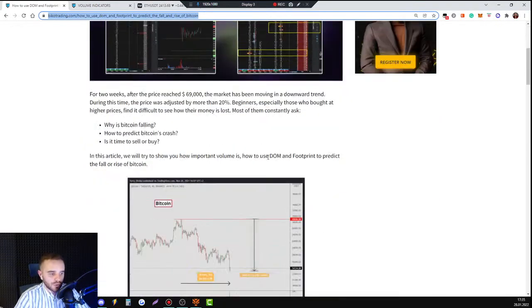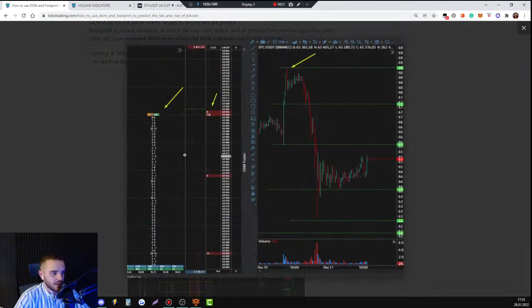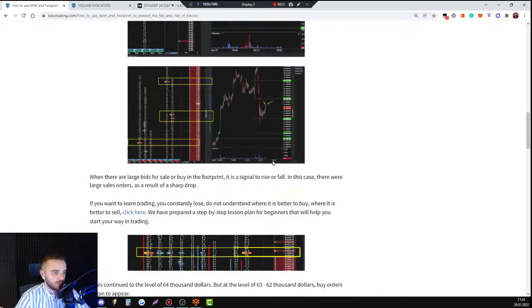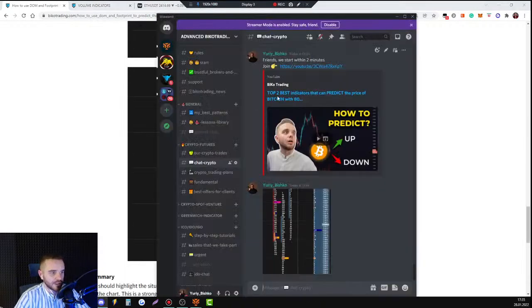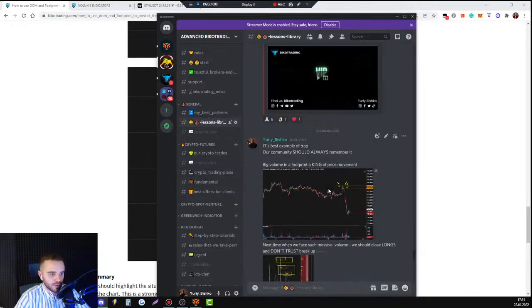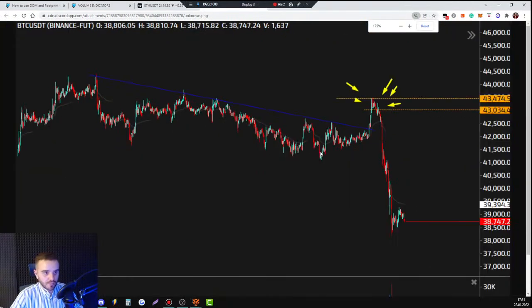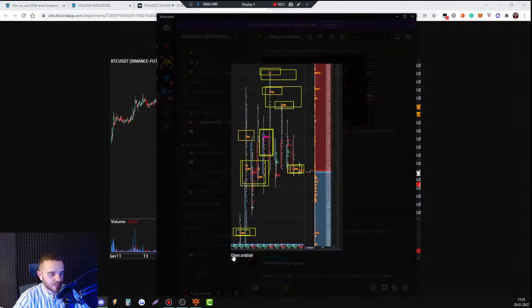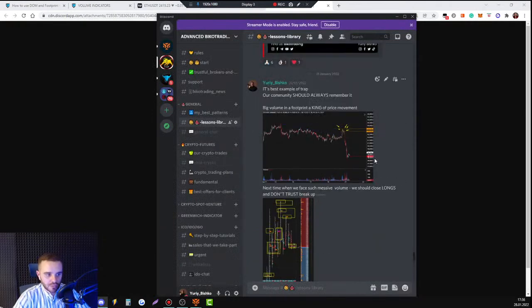I would like to share with you a few examples of how DOM and footprint helped me make awesome trades, and how it helped us predict movements of Bitcoin. First, I would like to show you a recent example when Bitcoin started to drop from, if you remember, 43,000, because it was a time, 43,000, my friends. Take a look. I sent this example to our community, and I would like to explain more about that example. A few words about the story.